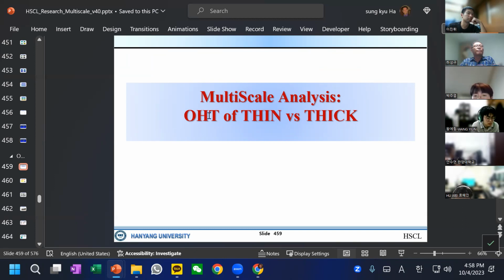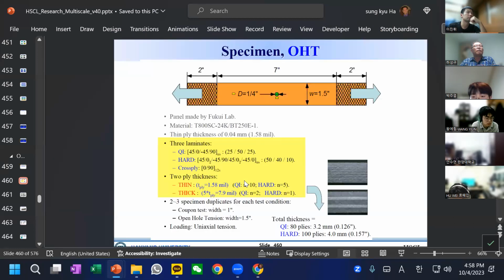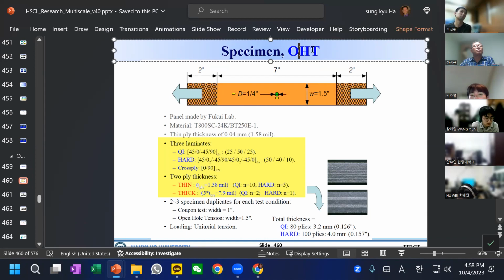Now this is an open hole tension of thin and thick. Thin means thin ply, or thick ply. This is the problem statement, like the specimen. There is a small open hole, a 1/4 inch diameter, and this is the open hole tension specimen. And then under tension, we try to understand what will happen here.